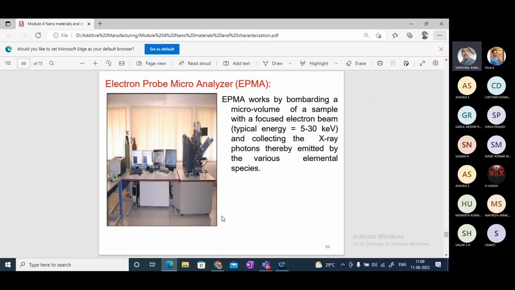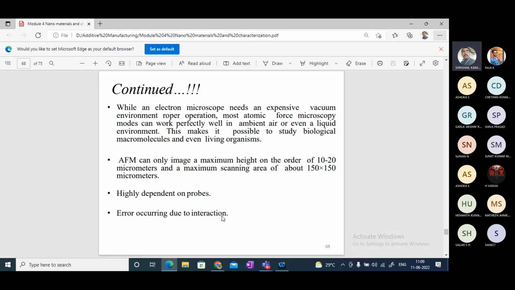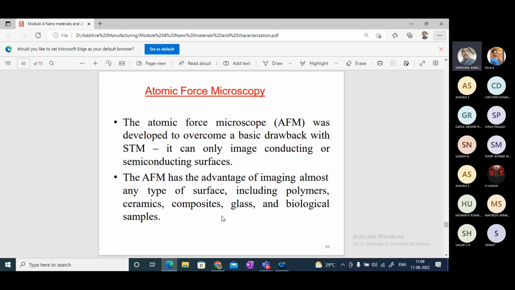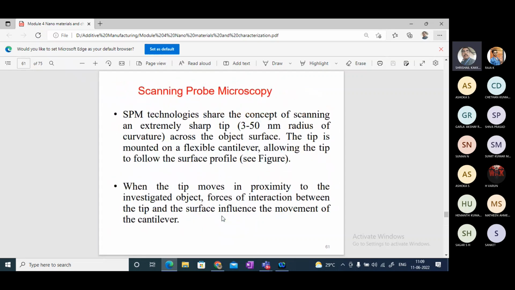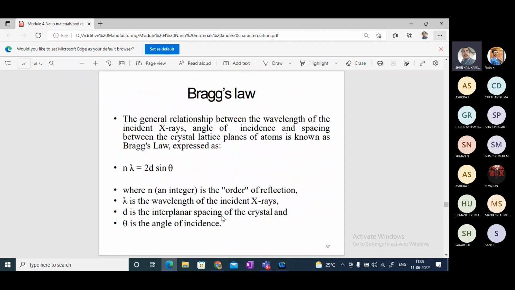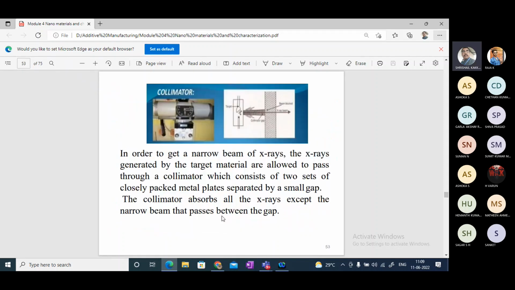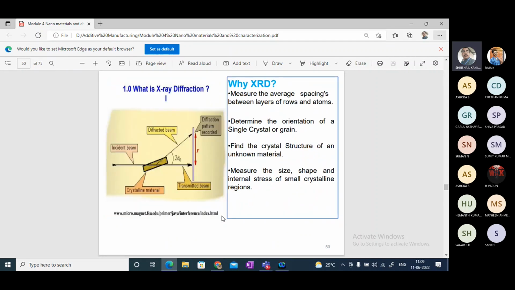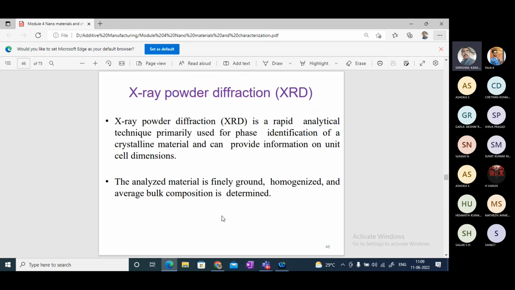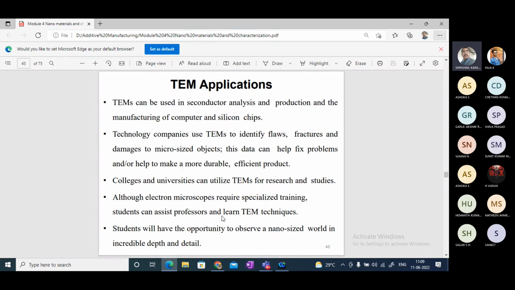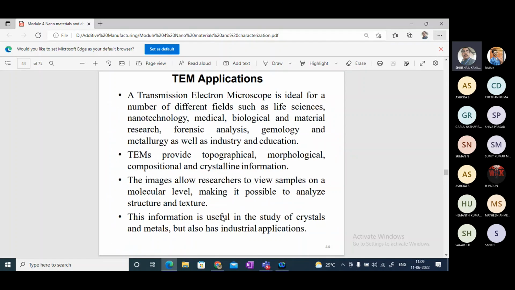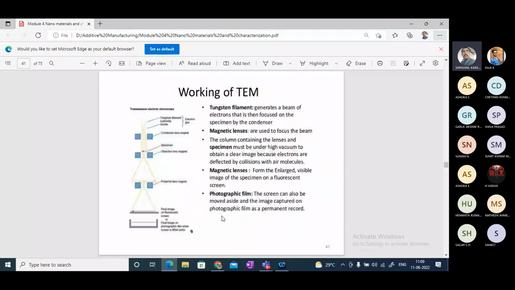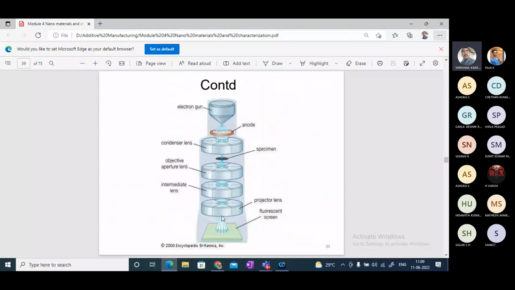And the electron probe micro analyzer. See, we have studied so many microscopes so far, and I want you to remember all of them. Atomic force microscope, the scanning probe microscope, and XRD. XRD is for crystals and it follows Bragg's law. Another one, the electron beam microscope, and TEM. The TEM also you have to remember, its working principle, the transmission electron microscope.